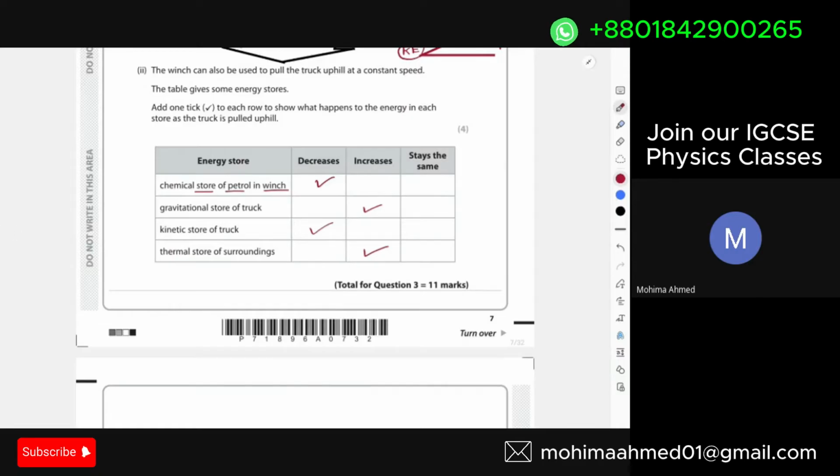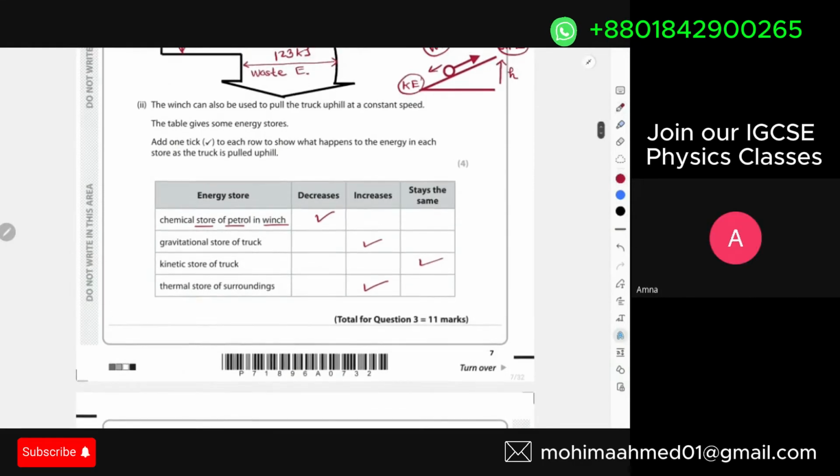Is there any problem? Miss, I recently got this question in a test paper, and I think that according to the marking, the kinetic energy stays the same, right? But I don't get that point.